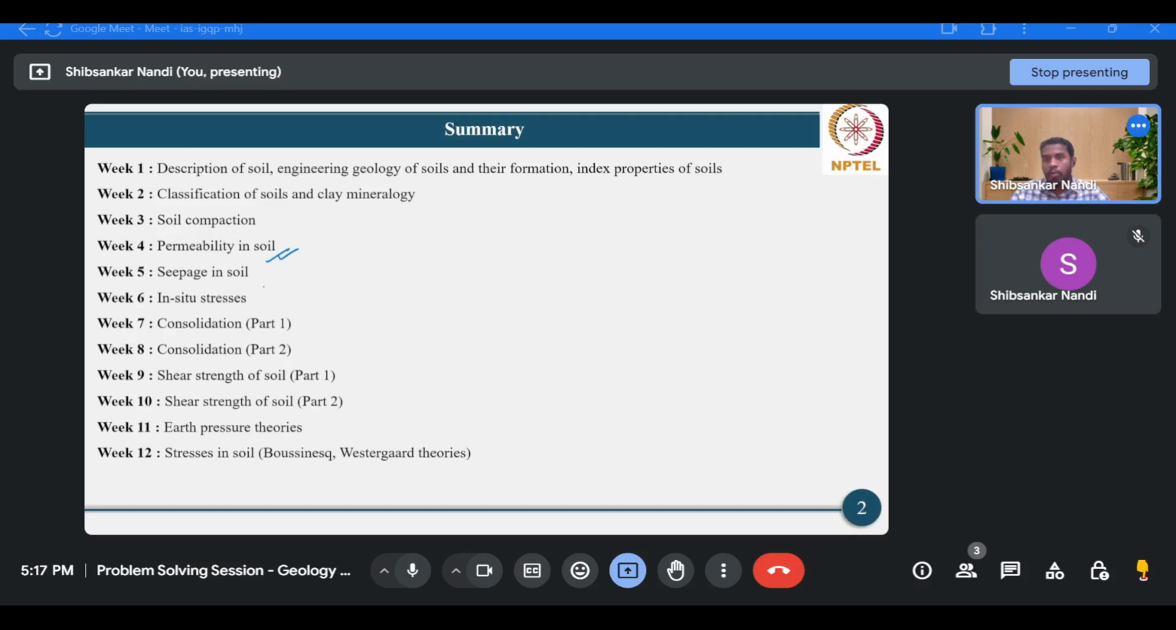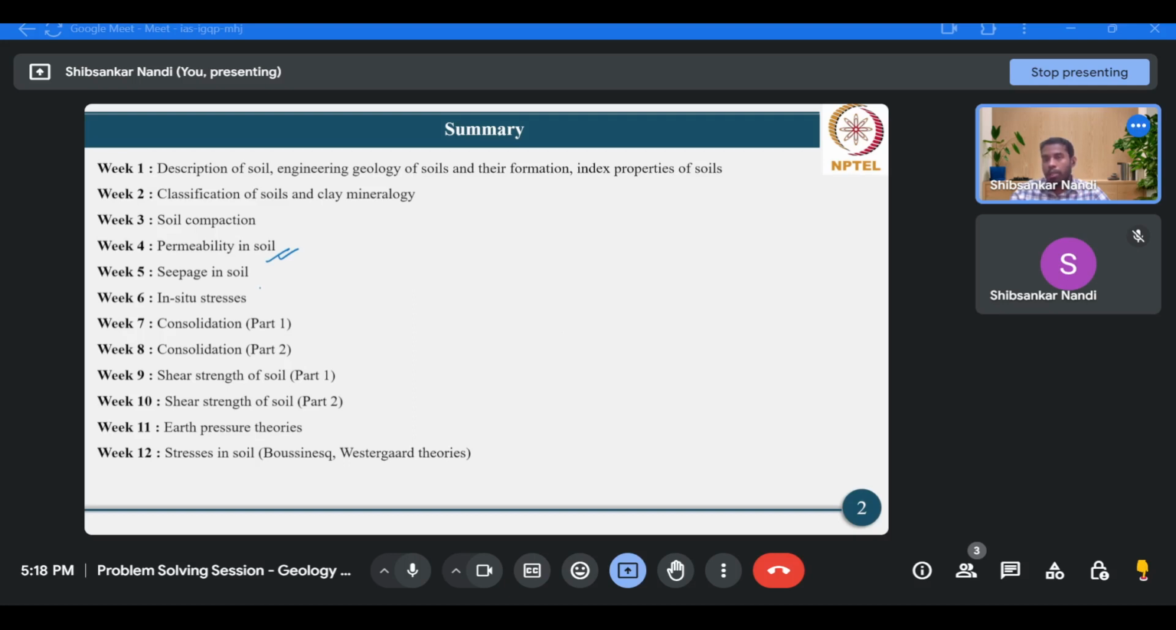Okay, now what is flow net? Flow net is basically a network which consists of some flow lines and some equipotential lines. Now these lines are basically perpendicular to each other. This condition will be valid when we consider isotropic soil mass.